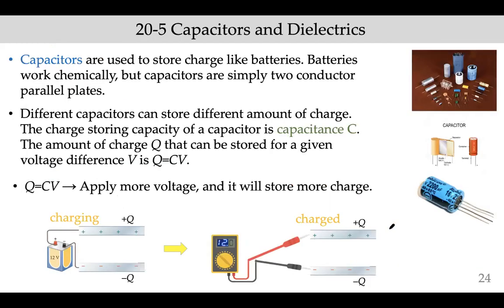Let's move to capacitors and dielectrics. Capacitors are circuit elements that you may have seen in electric circuits. Capacitors are used to store charge, like batteries. But there's a difference. Batteries work chemically, but capacitors are simply two conductor parallel plates. Just like these two parallel plates, there's no contact between them. They're not connected with a wire.